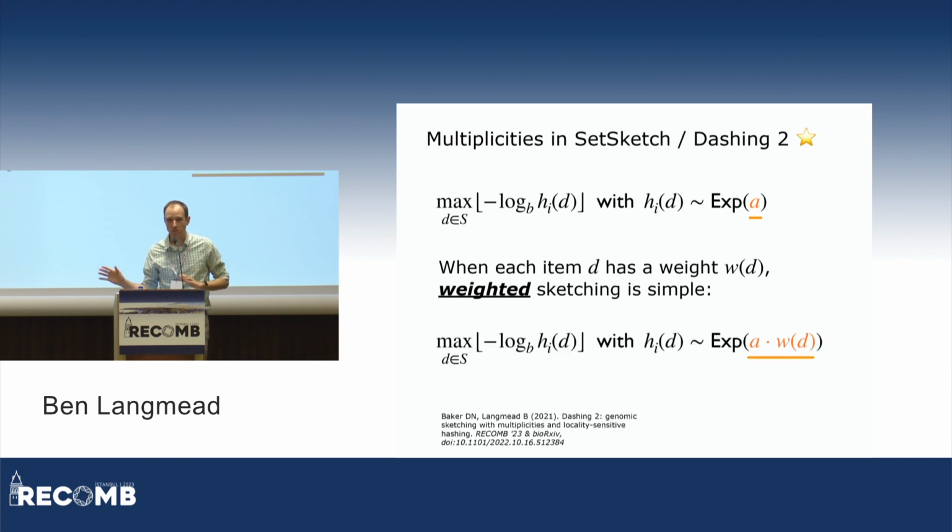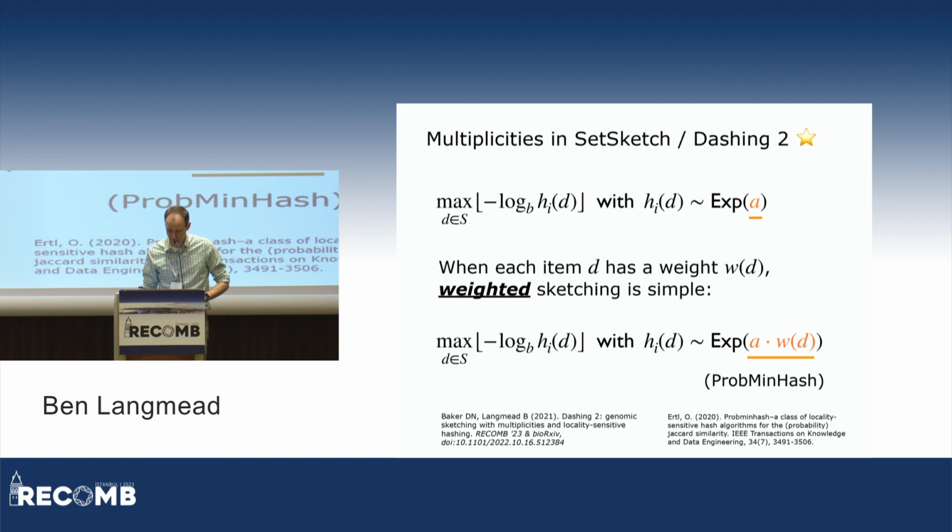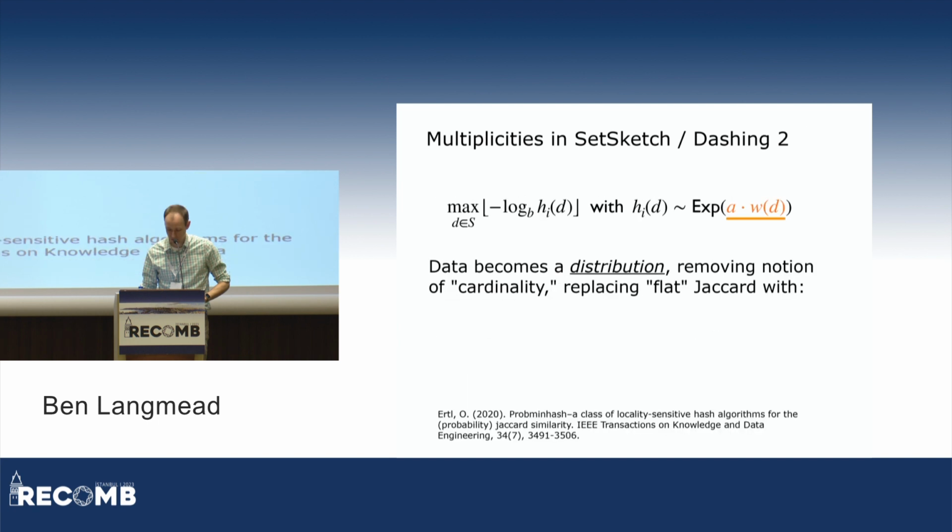If you want to adapt this method to a weighted setting, you simply multiply the weight in with the rate parameter for the exponential draws that you would do for that item. Okay, and that's essentially the MinHash method, also proposed by Ertl. I have a citation there. And so when you do this, your notion of the input data shifts. It's no longer a set. It's something more like a distribution.